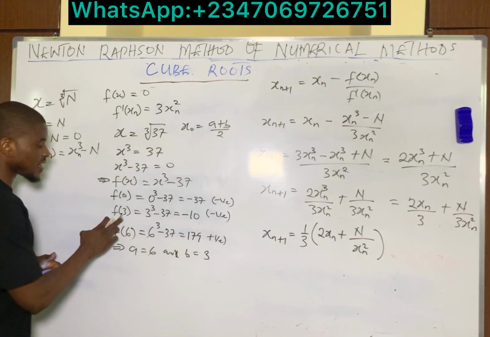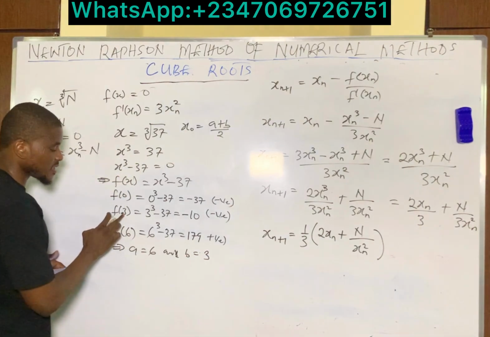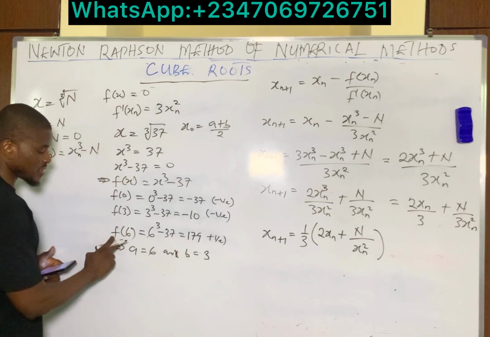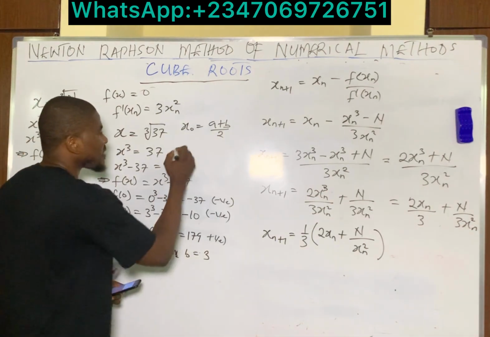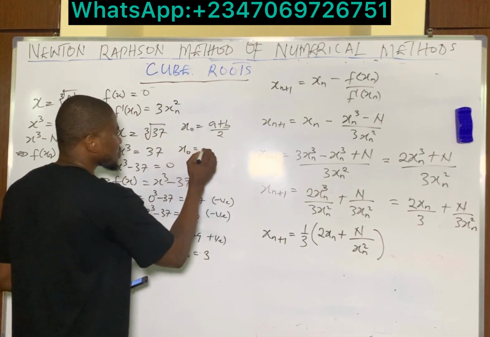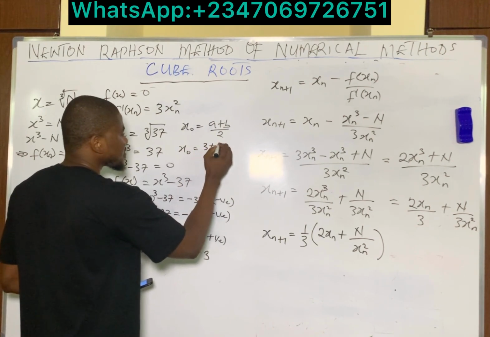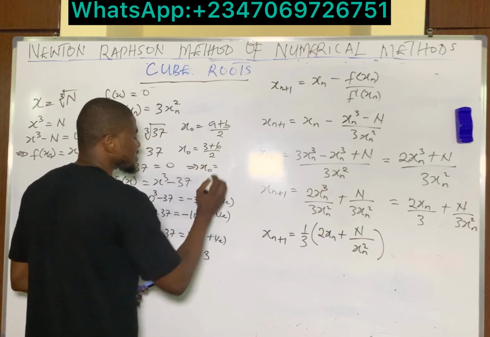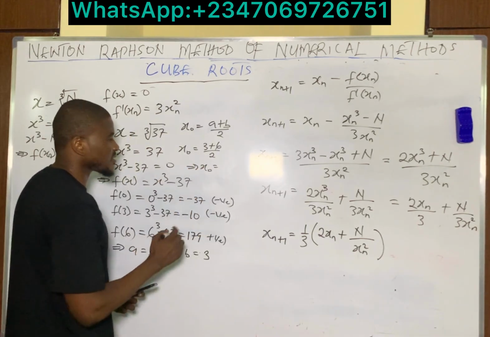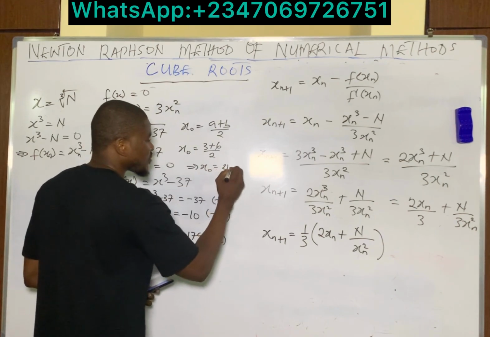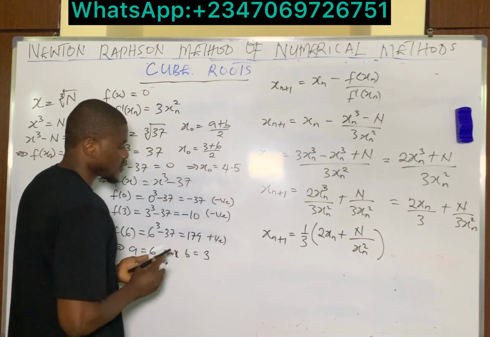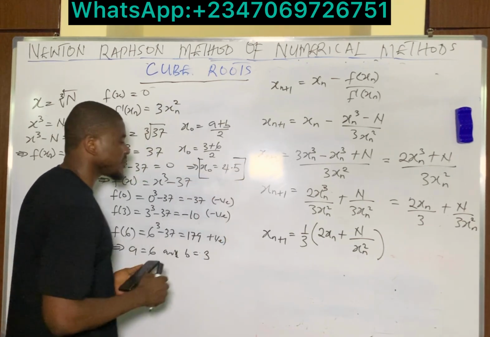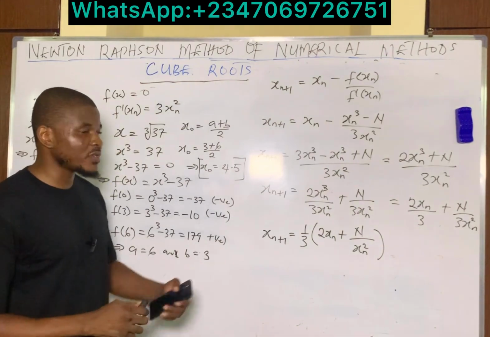So B is the value that causes the function to be negative, in this case 3, whereas A is the value that causes the function to be positive, in this case 6. So we can now find our initial guess. X naught is equal to 3 plus 6 all over 2. This simply implies that our initial guess x naught is equal to 3 plus 6 is 9. 9 divided by 2 gives us 4.5.